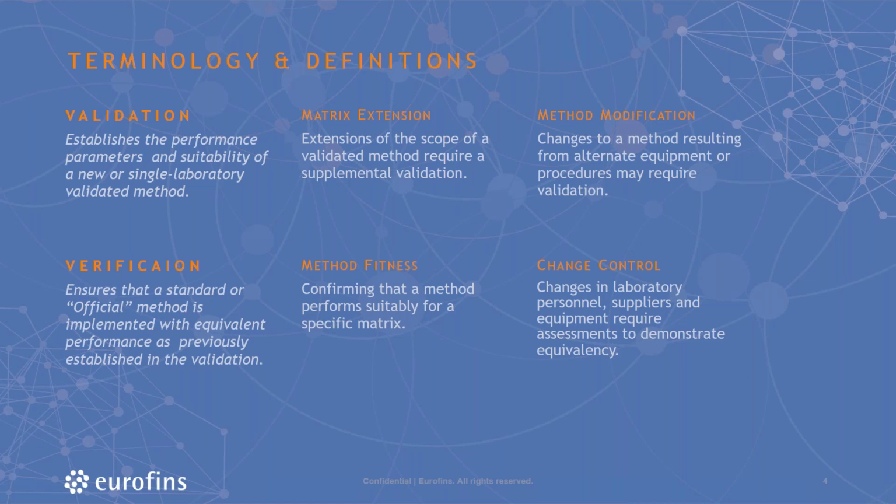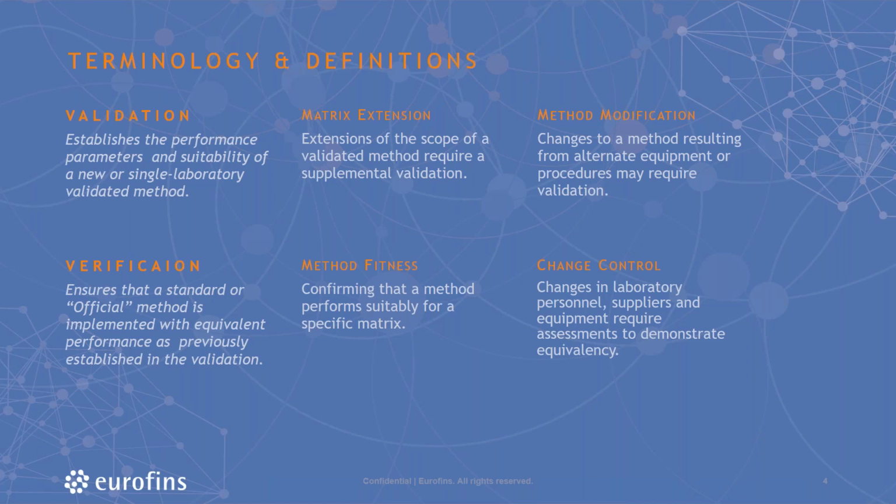So next we have a method modification. In a method modification, you make some small changes to a method resulting from alternate equipment or changes in procedures that requires validation. So moving on to verification, it's very similar to validation, but distinctly different. People often use the terms validation and verification interchangeably.